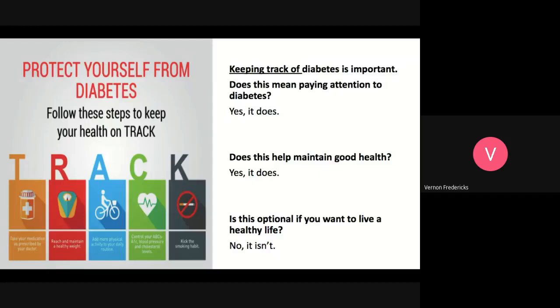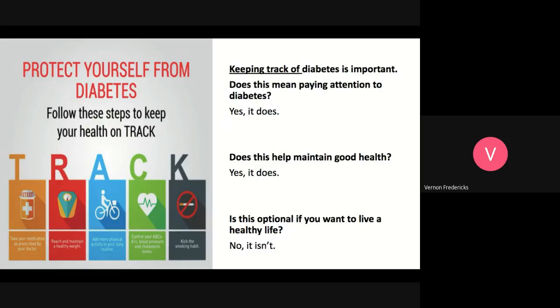Okay, the word is keeping track. Okay, protect yourself from diabetes. Follow these steps to keep your health on track. Okay, take your medicine, your medication, yeah? Have a healthy weight. Do exercise. Check your heartbeat. Don't smoke. Okay? So if you have diabetes, you have to do these things, yeah?